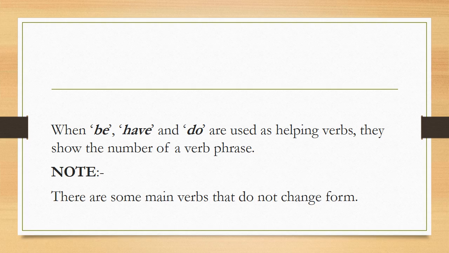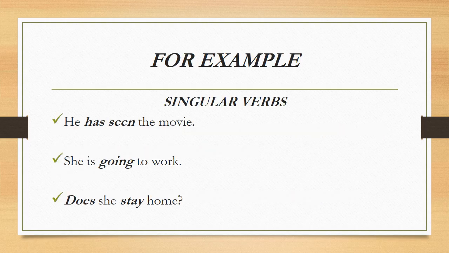Now let's take a look at this. Note, there are some main verbs that do not change form. Whether plural or singular, you still find them maintaining their form. For example, singular verbs. He has seen the movie. She is going to work. Does she stay home? So you realize that we are looking at the singular verbs here.